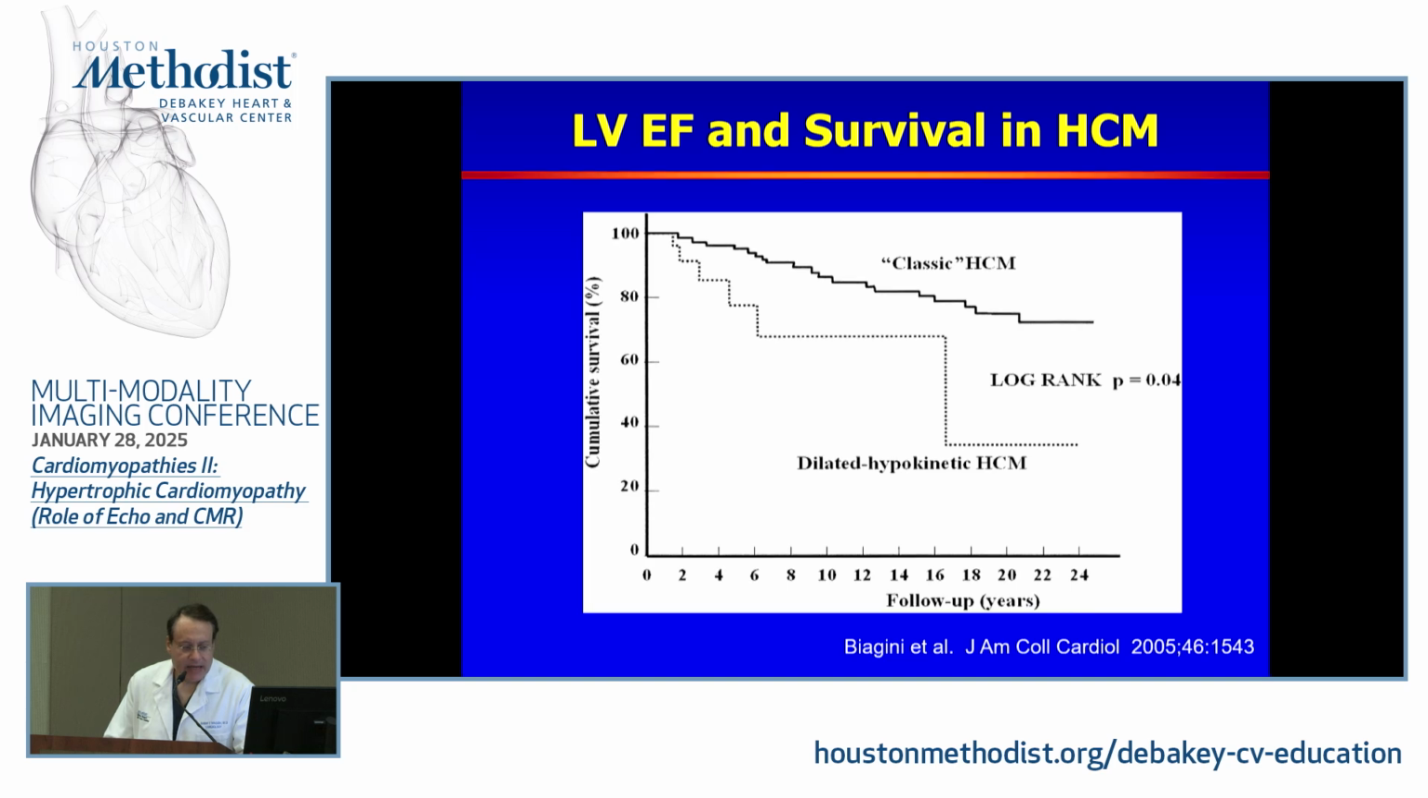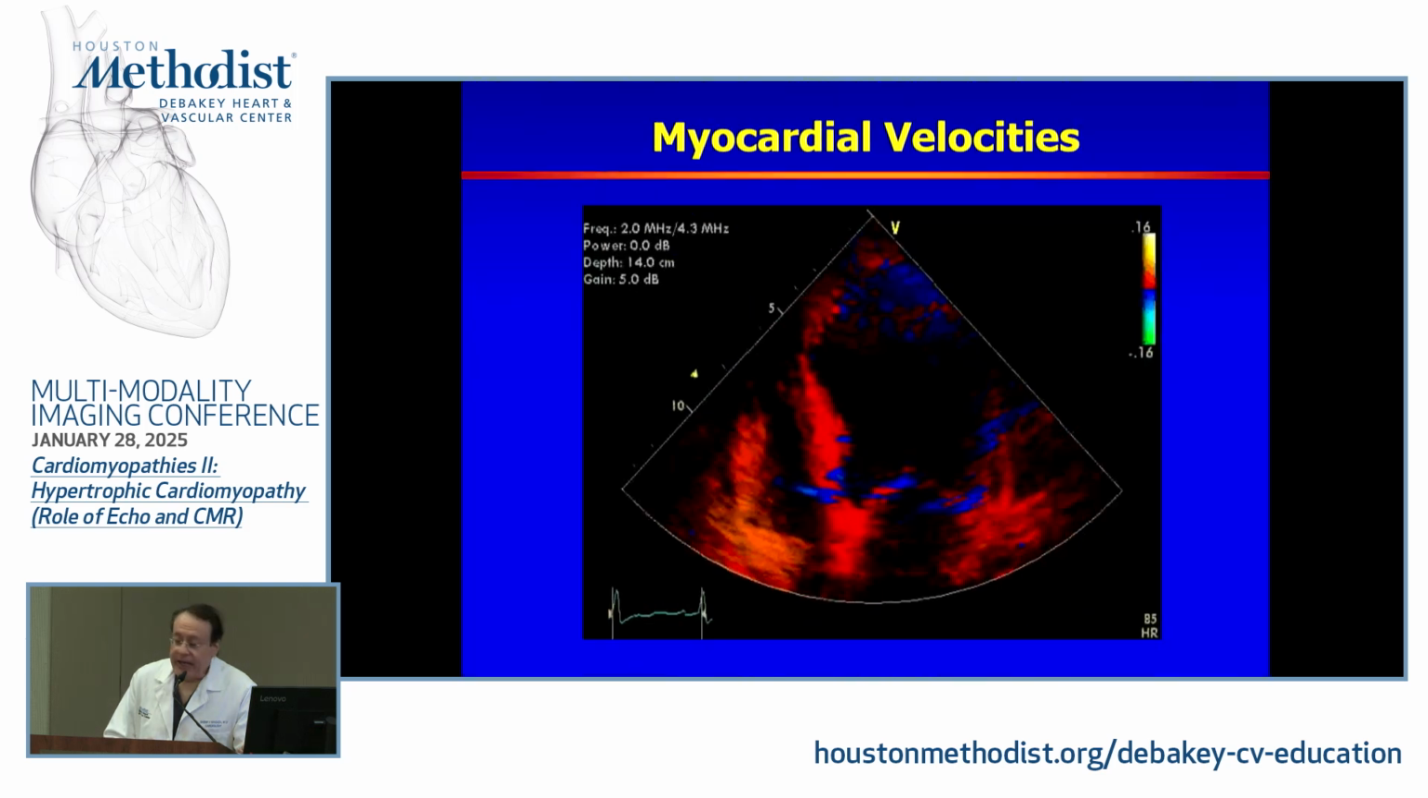Once the dilated hypokinetic phase of the disease develops, that's a very different outcome than from classic hypertrophic cardiomyopathy, and clinically they are treated the way you would treat someone with a depressed ejection fraction with, for example, the ACE inhibitors, beta blockers, mineralocorticoid receptor antagonists, etc. And also they would be candidates for defibrillator ICD implantation.